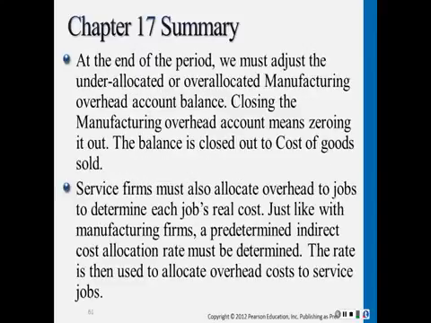At the end of the period, we must adjust the underallocated or overallocated manufacturing overhead account balance. Closing the manufacturing overhead account means zeroing it out. The balance is closed out to cost of goods sold. Service firms must also allocate overhead to jobs to determine each job's real cost. Just like with manufacturing firms, a predetermined indirect cost allocation rate must be determined. The rate is then used to allocate overhead costs to service jobs.